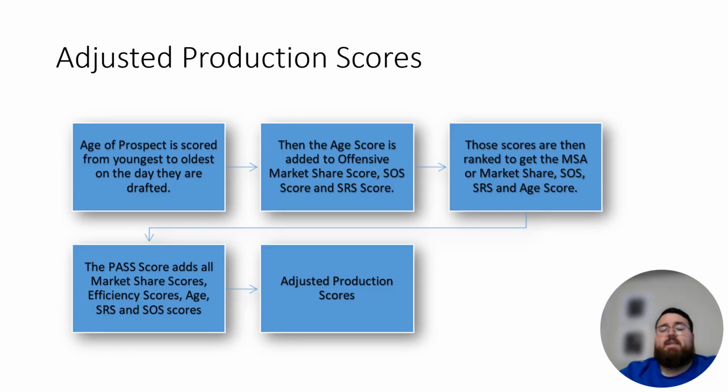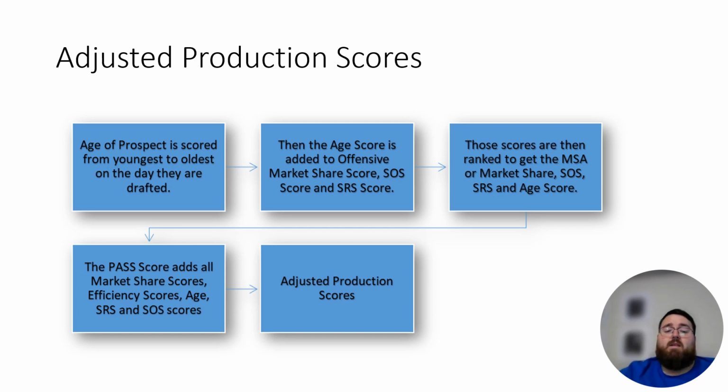Moving on to adjusted production scores. Adjusted production means I'm taking those production scores and I'm adding context to them, because context is key. The age of a prospect is scored from youngest to oldest on the day they were drafted. Then the age score is used to add to offensive market share scores, strength of schedule scores, and SRS, which is the strength of team score. Those scores are then ranked to give you the MSA, or market share, strength of schedule, strength of team, and age score.